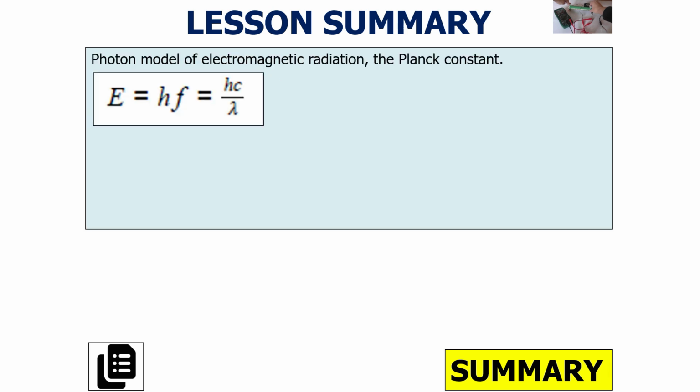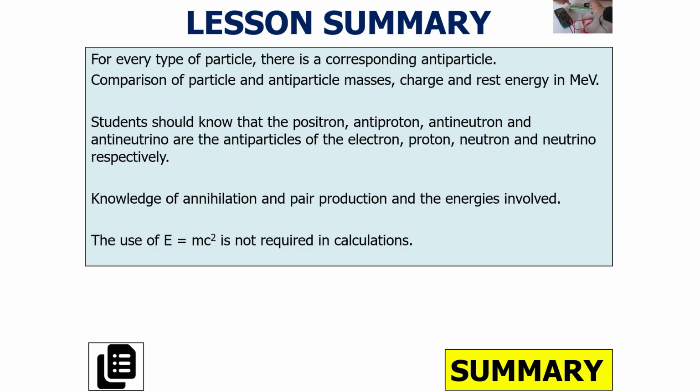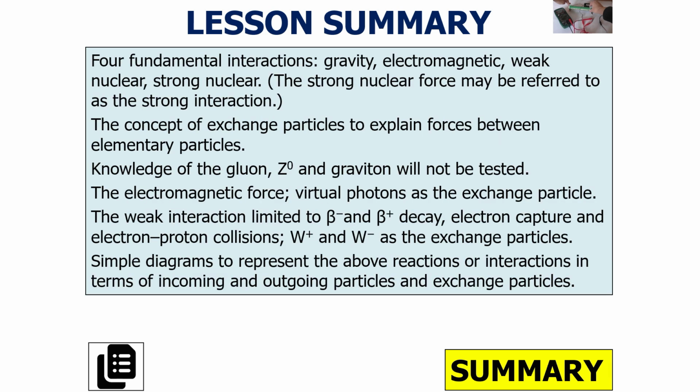We've looked at the photon model of the atom with E equals hf equals hc over lambda. We've looked at how for each type of particle there's a corresponding antiparticle. We've compared particle and antiparticle masses, charge and rest mass. We showed that there's a positron, antiproton, antineutron and antineutrinos as antiparticles. We have knowledge of annihilation and pair production and the energies involved. We know that there are 4 fundamental interactions: gravity, electromagnetic, weak and strong nuclear. There's the concept of the exchange particles, though knowledge of the gluon, the Z and the graviton won't actually be needed for this particular specification.